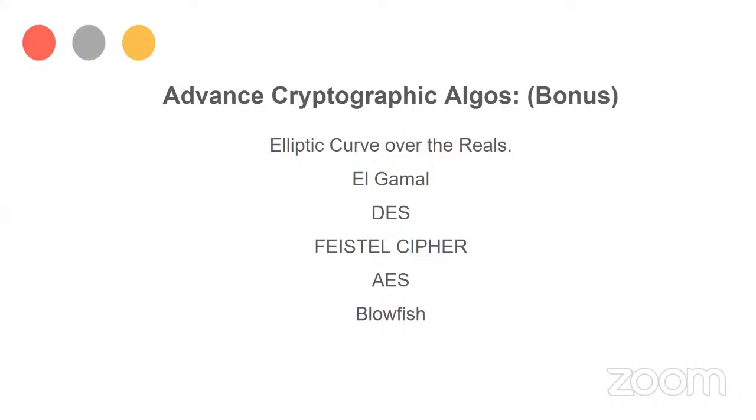So here are some bonus algorithms, which are advanced algorithms. If you're interested in all of this, you should definitely try them. This has elliptic curve over the reals. This has ElGamal. This has DES. And this has Feistel cipher. This has AES and Blowfish. Feistel cipher is a more complicated and long cryptographic structure, which is also used by AES, the Advanced Encryption Standard. You need to study Feistel cipher in detail before understanding AES. But today we use AES the most.